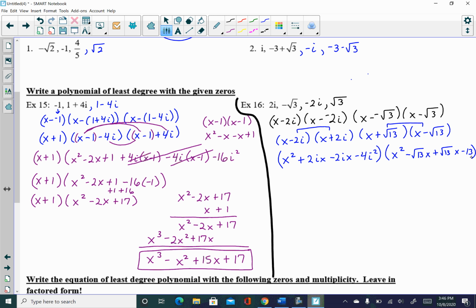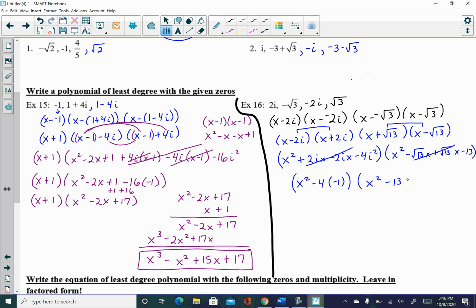Okay. Now from here, notice what happens in both of these parentheses. Your middle terms completely cancel out. You've got a positive and a negative 2ix. So I'm left with x squared minus 4i squared. I squared we know is negative 1, so let's plug that in. In the second parentheses, those negative and positive square root of 3x's go away.